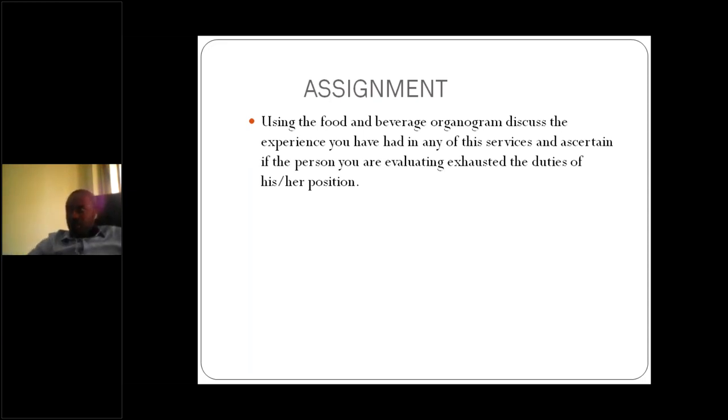But do we need to go to a hotel before we can do this? Have you not gone to a restaurant before? I said food and beverage services. I didn't say hotel. I said food and beverage organogram. So it mustn't necessarily be a hotel. It can be a restaurant. It can be a bar. Do you get it? Yes.